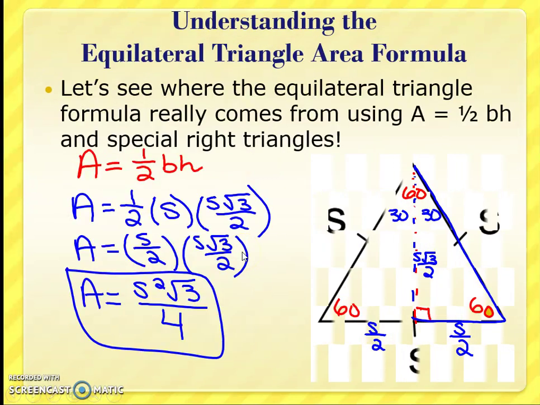But if you don't understand how this formula came about, you can just memorize this formula and just use it. Okay? I was just trying to explain that this came from the 30, 60, 90 special triangle. Okay? Special right triangle. So anyway, when you have an equilateral triangle, this is the formula for the area. Okay?